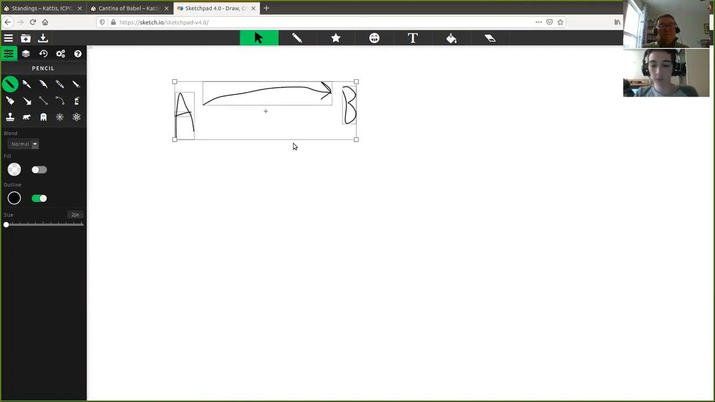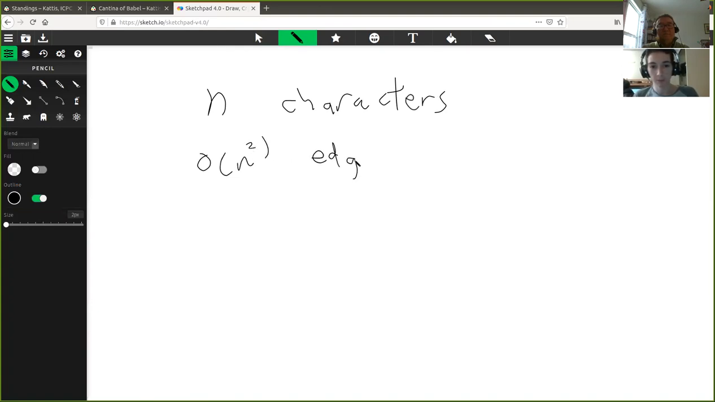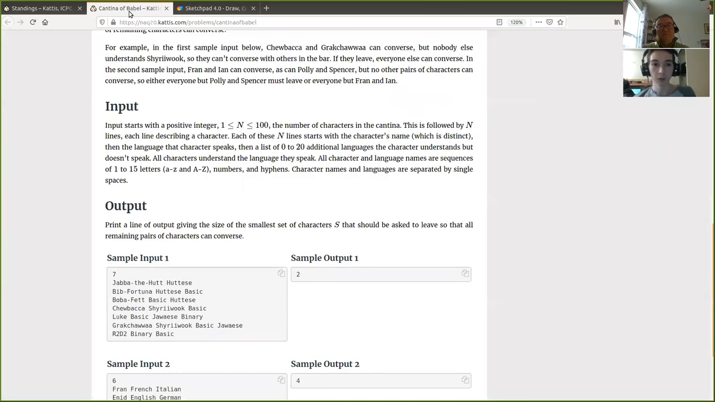So basically we'll end up with n characters, and we'll have up to n squared edges between them. So a directed edge between two people A and B means that A speaks a language that B understands. Okay, so then what is the question in relation to this directed graph?